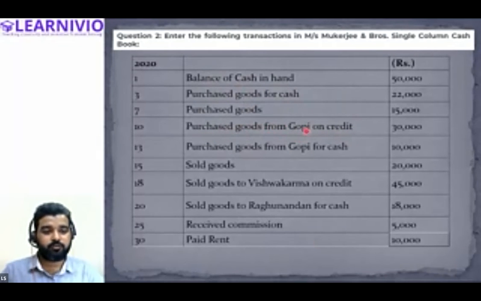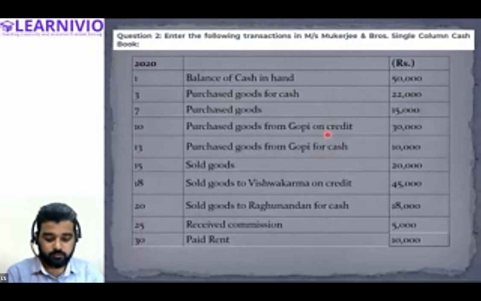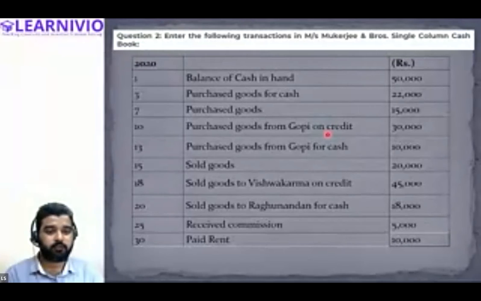Does it? Purchase of goods from Gopi on credit. So we are purchasing goods, but we are not paying. So there is no inflow, there is no outflow. So it will not be recorded in the cash book. Okay. So try to attempt this question, all of you. I'm giving you 10 minutes. Solve this. Then I will show you the solution.